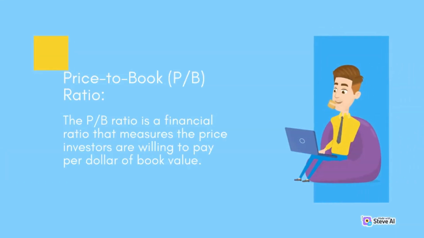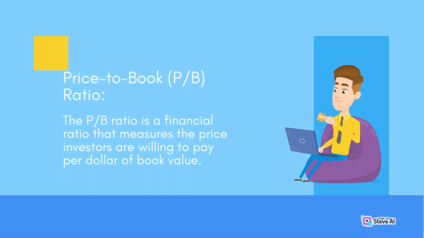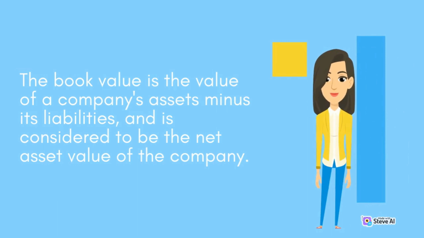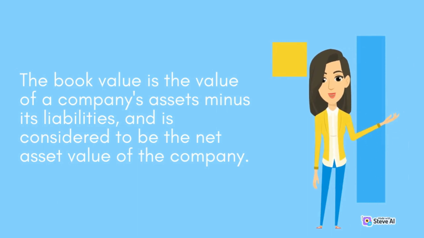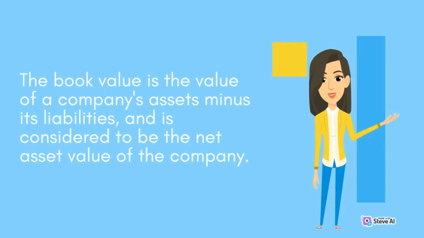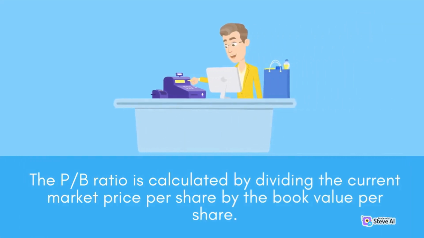Price-to-book (P/B) ratio. The P/B ratio is a financial ratio that measures the price investors are willing to pay per dollar of book value. The book value is the value of a company's assets minus its liabilities, and is considered to be the net asset value of the company. The P/B ratio is calculated by dividing the current market price per share by the book value per share.